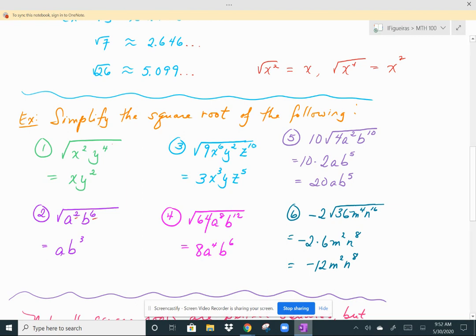Square root of x to the 6 is x cubed. Square root of y squared is y. Square root of z to the 10th is z to the 5th. Okay, let's move on to number 4.